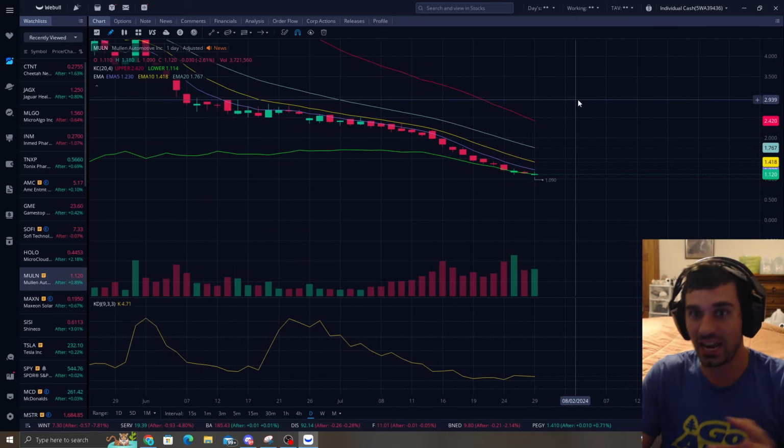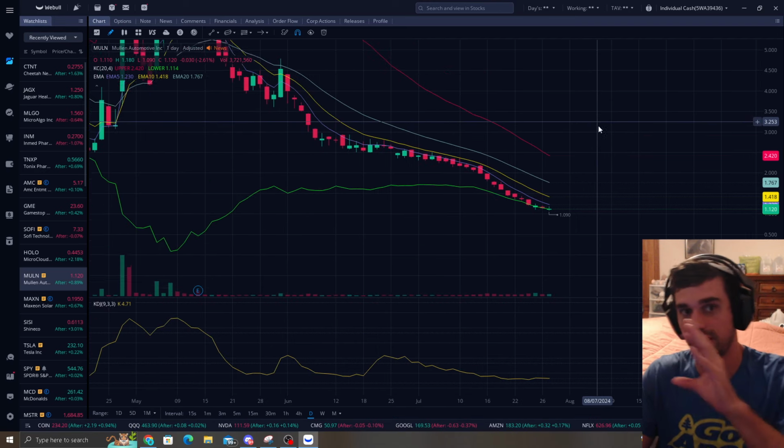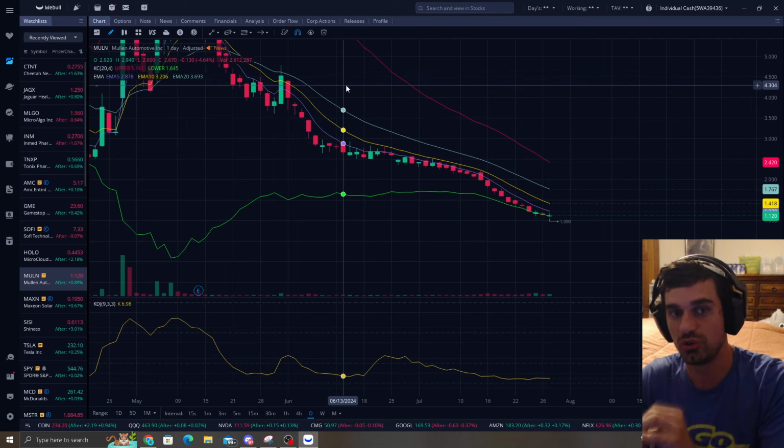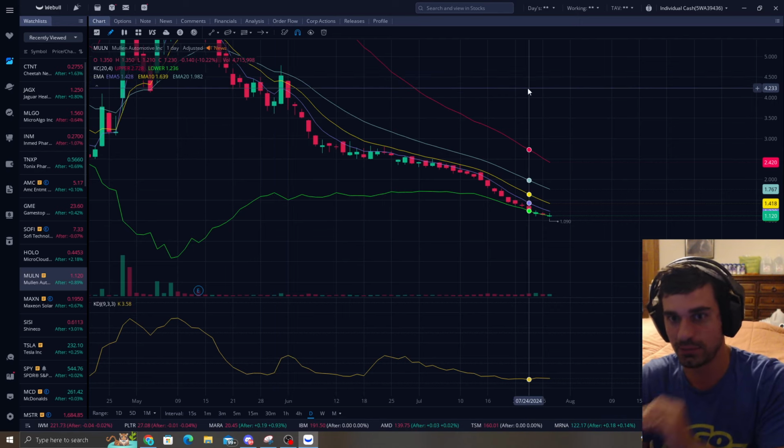MULN is by far my favorite setup. I know a lot of people are saying dilution. Yes, I get it. But on every chart, you have to hit the EMA 5, 10, and 20.